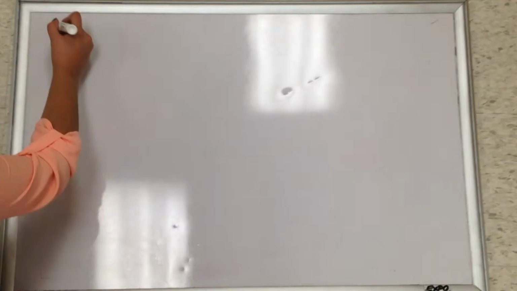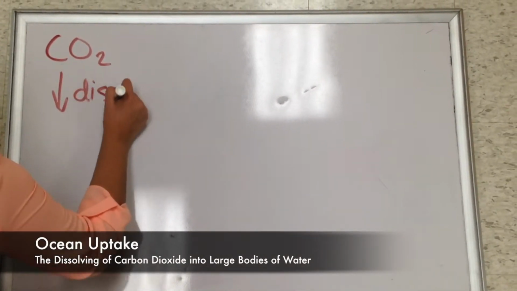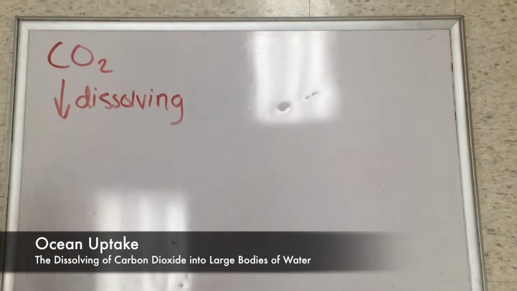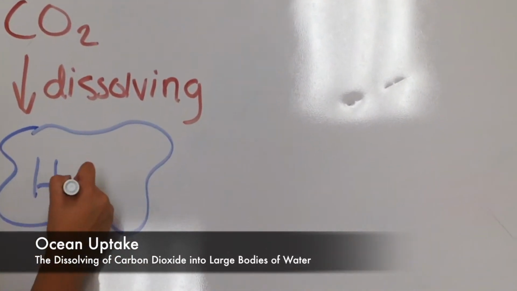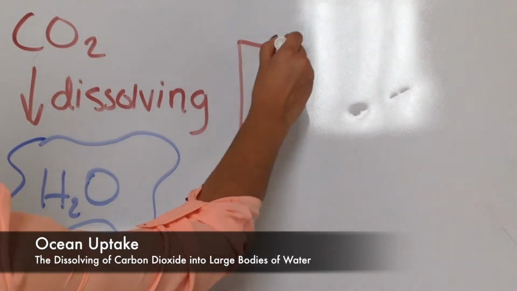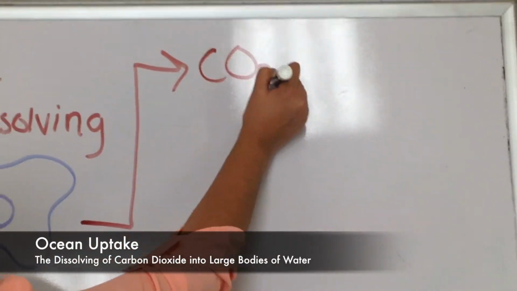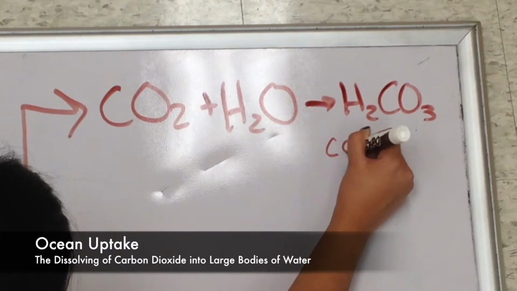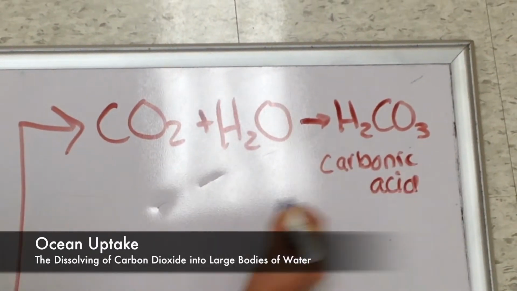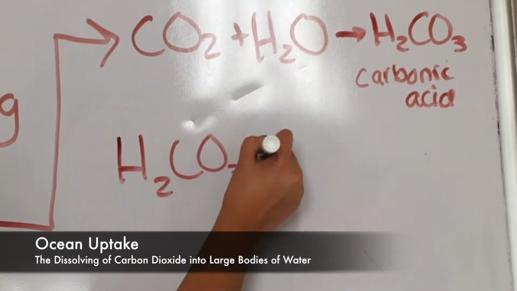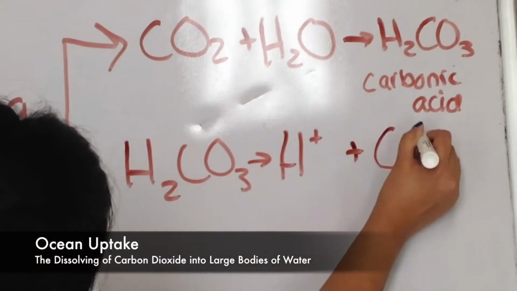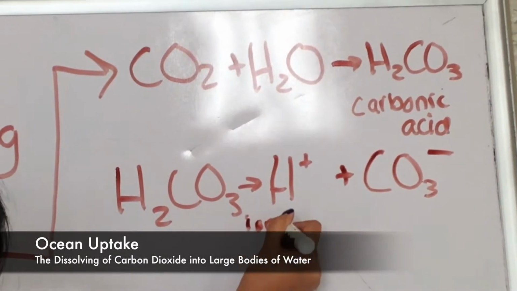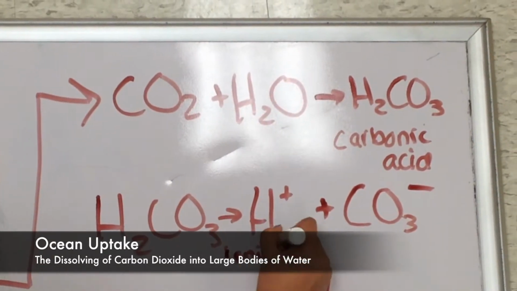There is CO2 in the atmosphere, which then dissolves in the ocean, making the equation for this process CO2 plus H2O, which equals H2CO3, which is carbonic acid. This carbonic acid then ionizes in the water to produce H+ and HCO3-. The H+ ion is what makes the ocean acidic.